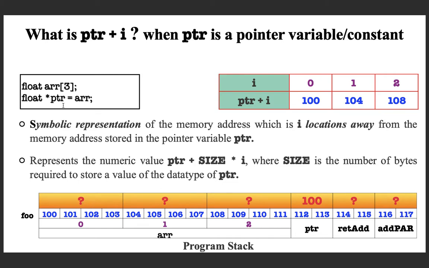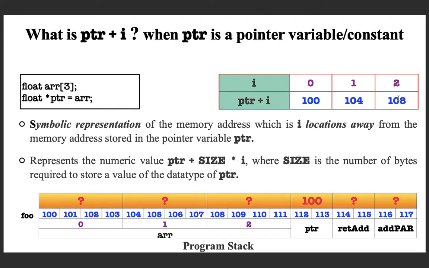For example, here the data type of PTR is float, it requires 4 bytes. So, if you put I as 1, it is PTR plus size, which is 4 into 1. In this case, PTR is 100. So, 100 plus 4 into 1 is 104. And what is that for? Number of bytes required to store an element.